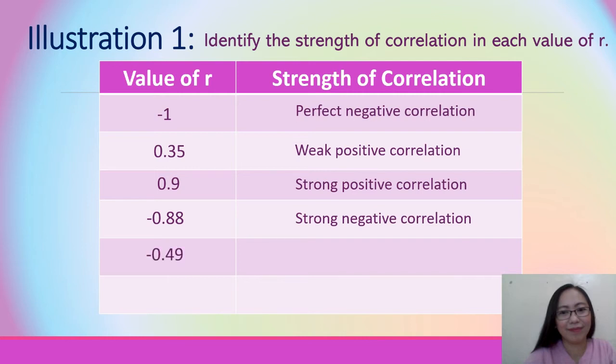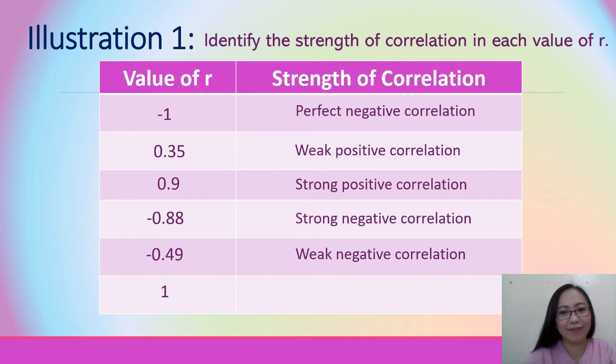Now, let's have the next one, negative 0.49. Again, we have a negative correlation. Is it strong or weak? Considering the range, we have negative 0.49 located between the range negative 0.5 to 0. Yes, this is a weak negative correlation.